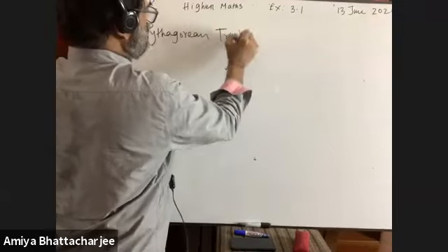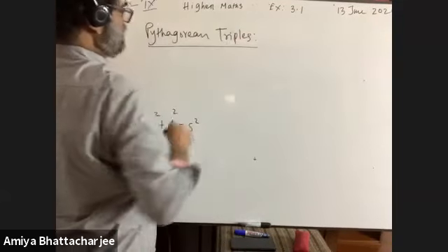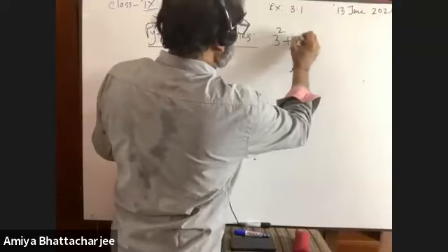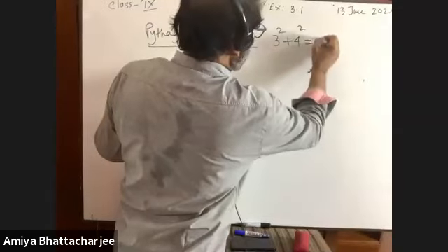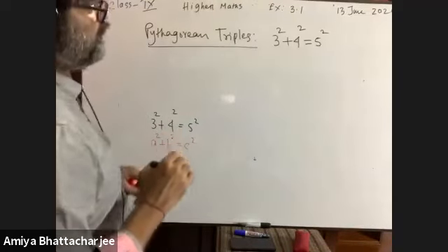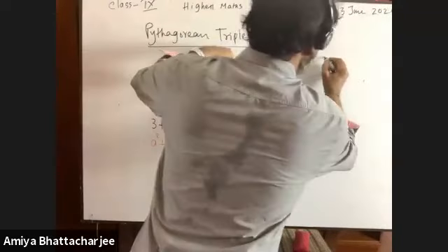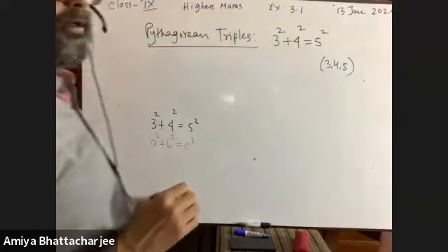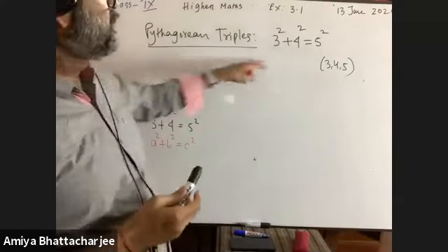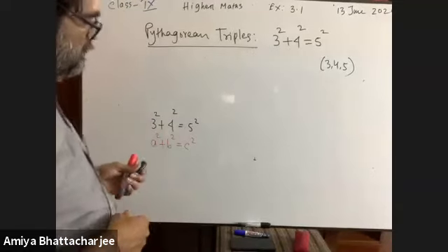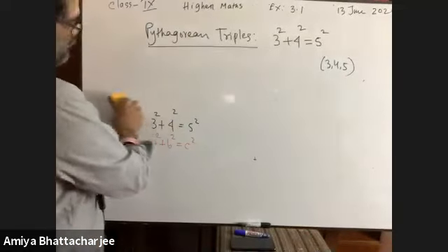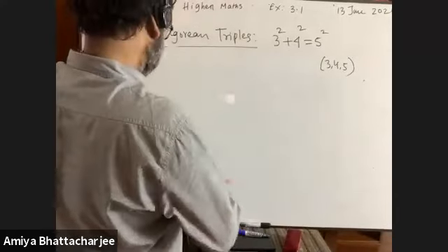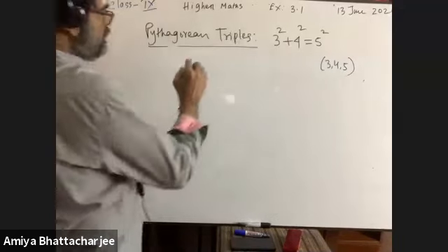Pythagorean triples. What is meant by this? We have got 3 square plus 4 square equals to 5 square, right? So this 3, 4, 5 is called Pythagorean triples. Can you please let me know any other Pythagorean triples? Who can tell me? I am giving you another example. Please let me know, all of you.